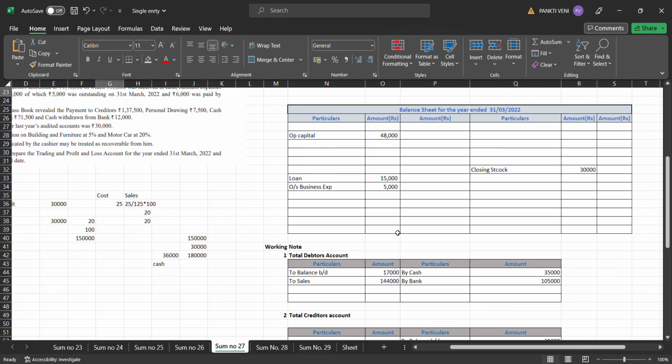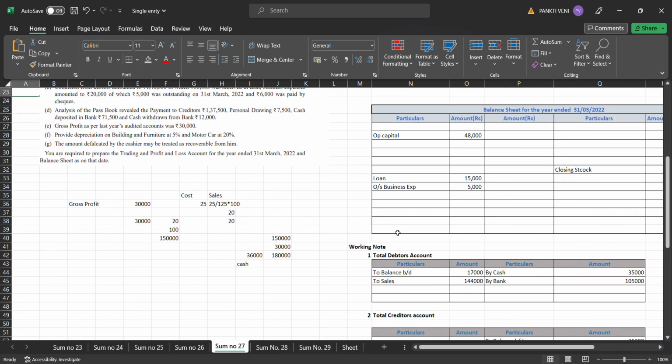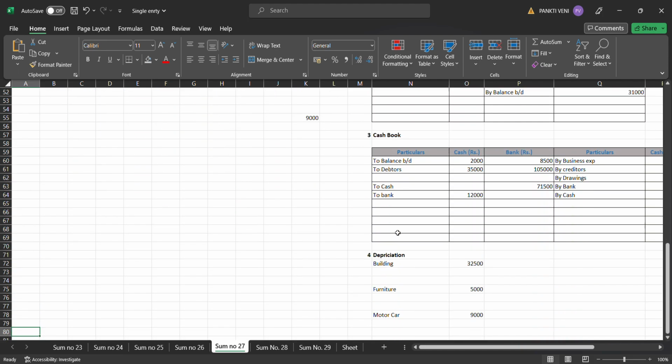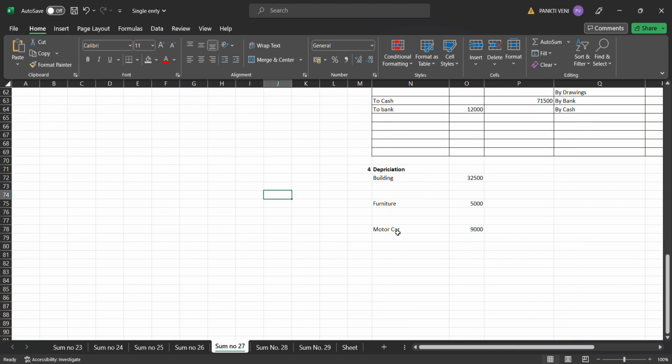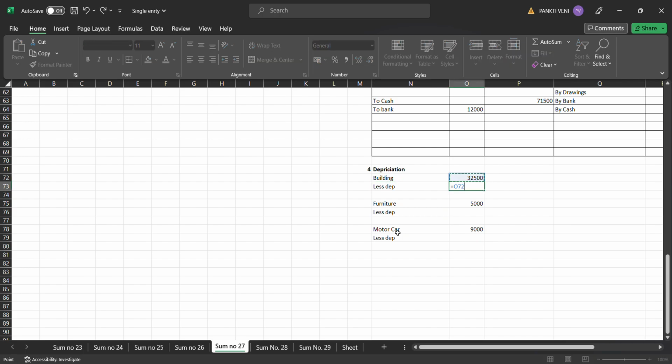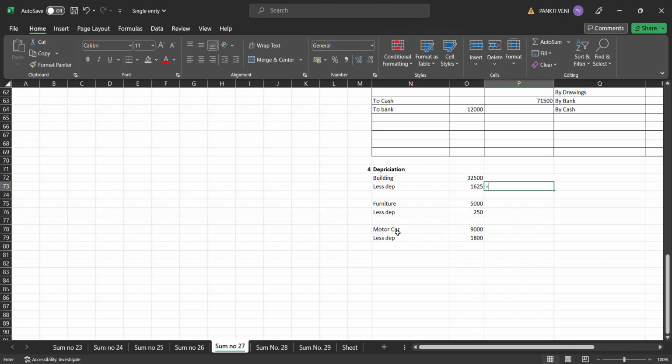Now you have next part, next journal entry. 12,000, 71,500 done, gross profit done. Provide depreciation on building 5%, building and furniture, and 20% here. So 5% depreciation, less depreciation, 5% depreciation, and here you have 20%.